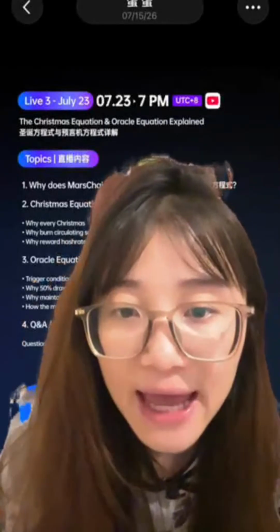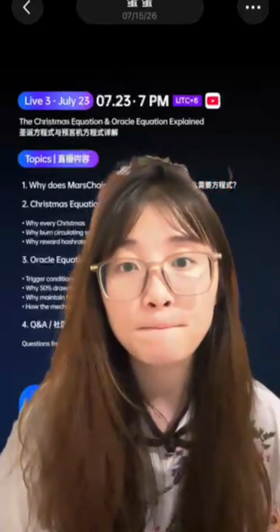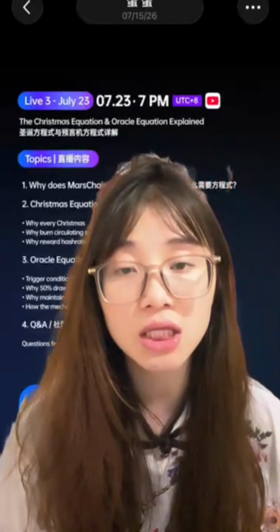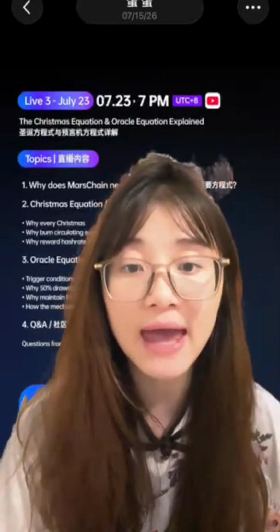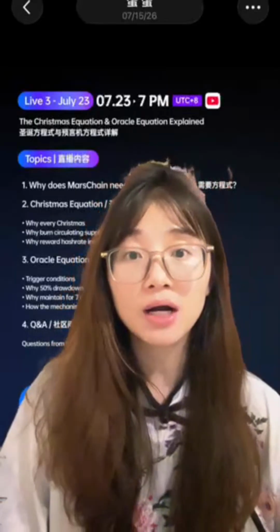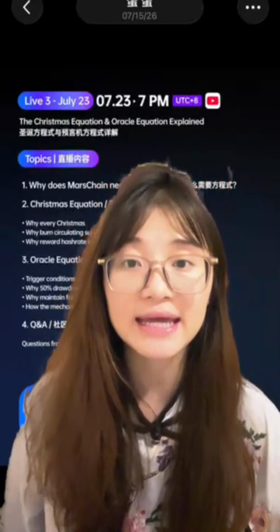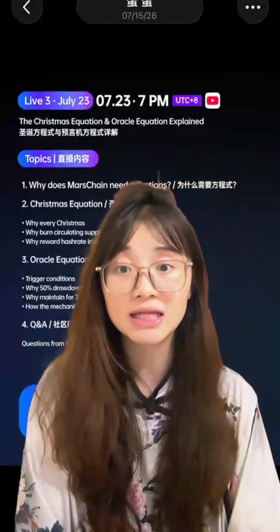How to get an NFT? Burn 10,000 Mars tokens, then you can mint an NFT. Okay, burn 10,000 Mars, then you can get your NFT. That is the basic condition.